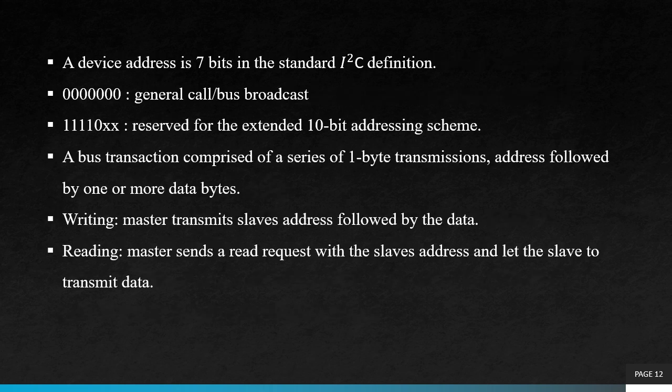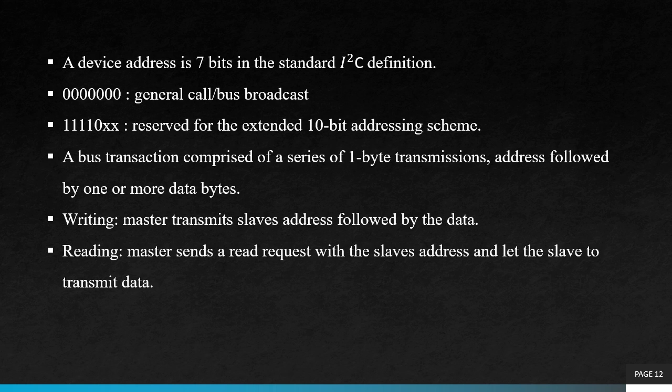Every device connected to the bus has its own address. This is determined by the system engineer. Addresses should be chosen such that no two devices in the system have the same address. A device address is usually 7 bits in the standard I2C definition. If all the 7 bits are 0, then it is used for general call or bus broadcast. The other one is reserved for the extended 10-bit addressing scheme. Apart from these two addresses, there are several other addresses too.